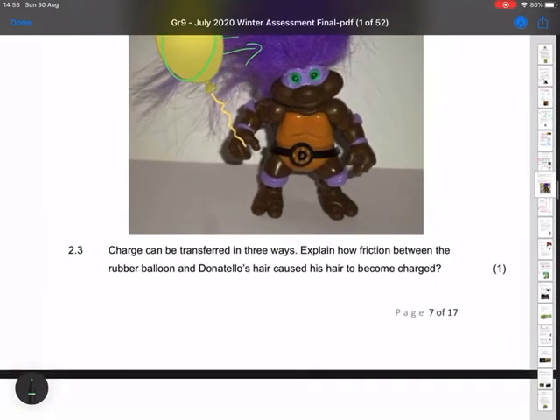against the hair. Charge can be transferred in 3 ways. You should know those as you're reading the question. You should be thinking of the ways that charge can be transferred. Induction, conduction, and friction. Explain how friction between the rubber balloon and Donatello's hair caused his hair to become charged. So you needed to explain that when the balloon was rubbed against his hair, electrons were transferred. Remember, it's not the protons. I've spoken to you about that already in the multiple choice question. So when the balloon's rubbed against Donatello's hair, electrons were transferred. From where to where? So from his hair to the balloon.